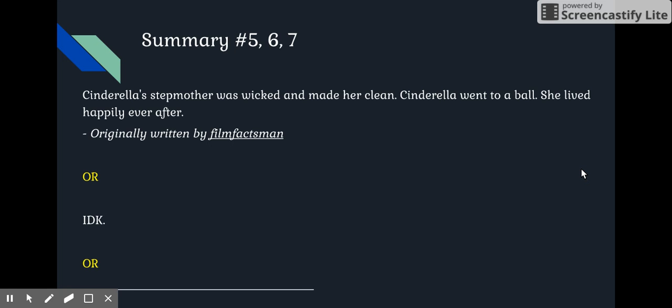And finally, we have summaries 5, 6, and 7. The first one, you can see, is 3 sentences and doesn't tell us much about the story at all. The second summary, you can see, says IDK, which stands for I don't know. And the third summary, at the very bottom, which just got covered up, is just a blank line. There's nothing written. So all of these summaries would receive a score of 0 because they did not give us enough data to actually give them a good score.